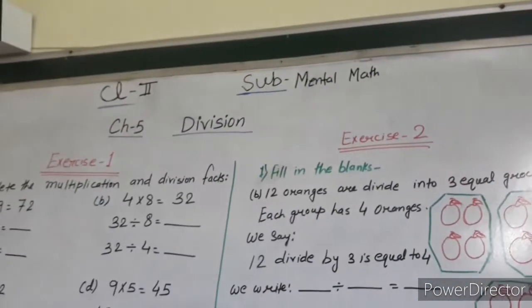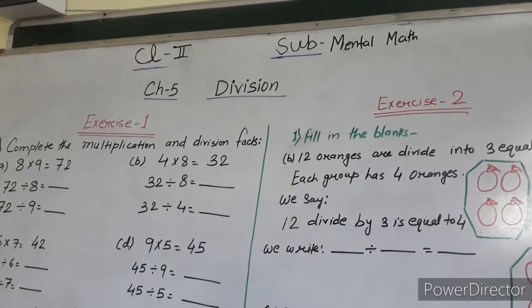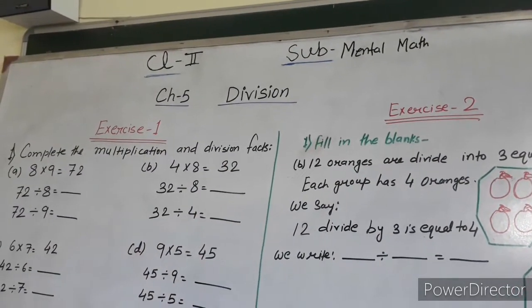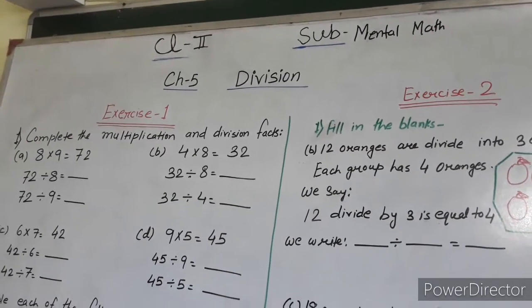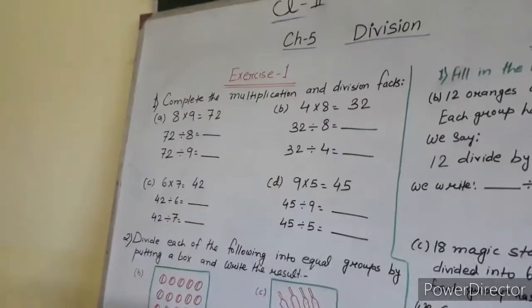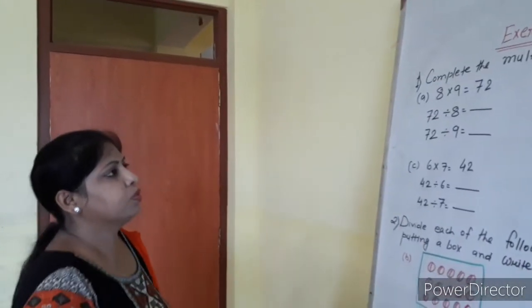Today I am going to take your class 2 subject, mental math. Your chapter name is chapter 5, division. In your main course book I have already finished your division portion. Now I am going to start the sums given in mental math, and I am going to show you how you will do that.